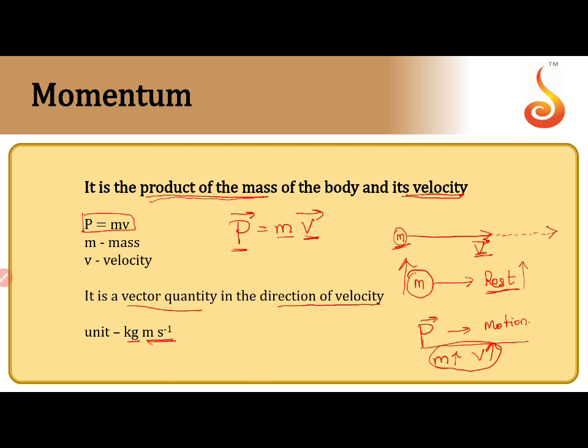Then we spoke about linear momentum. Linear momentum is also just called momentum. It is defined as the product of mass and velocity. It is a vector quantity. It is measured in kg meter per second. We spoke about inertia of rest. It is due to the property of mass of a body. Inertia of motion is due to the property of momentum. Any body which has higher mass will have higher inertia of rest. Any body having higher momentum will have higher inertia of motion.